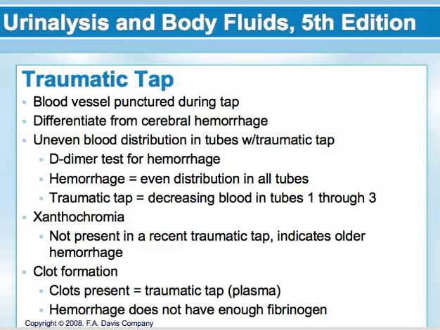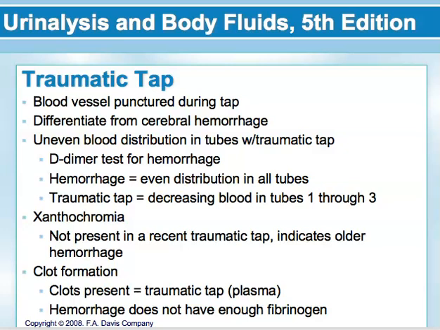A traumatic tap allows plasma fibrinogen to be introduced into the sample, and so the sample will be able to form a clot. In a true cerebral hemorrhage, there is not enough fibrinogen present for the specimen to clot. You could do a D-dimer on the specimen to determine, but that type of testing on CSF is not common. There are also certain conditions in which damage to the blood-brain barrier allows increased protein and coag factors to be in the sample, but these conditions would not normally produce a bloody specimen.